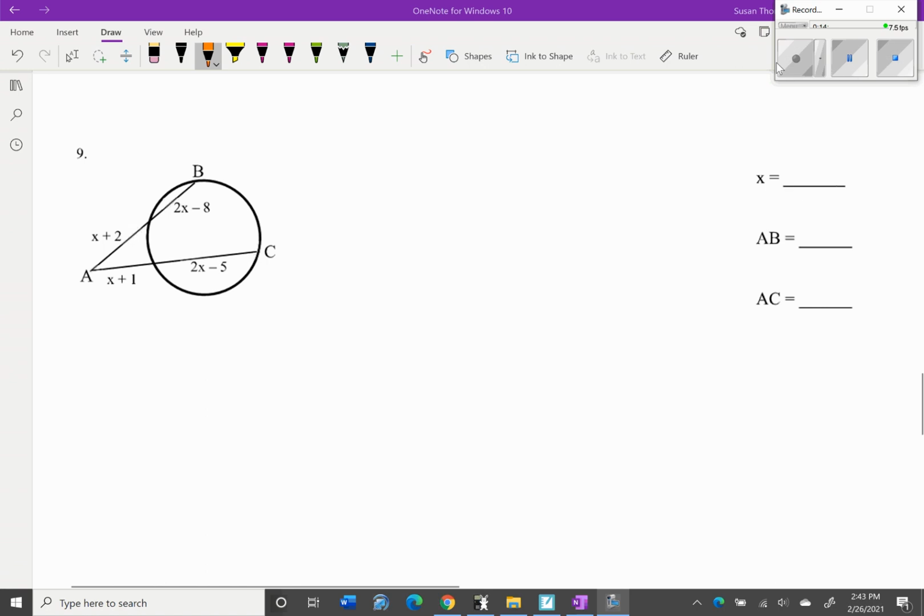All right, so see if you can pause the video and do this next problem on your own. When you're done, unpause it to check your work.